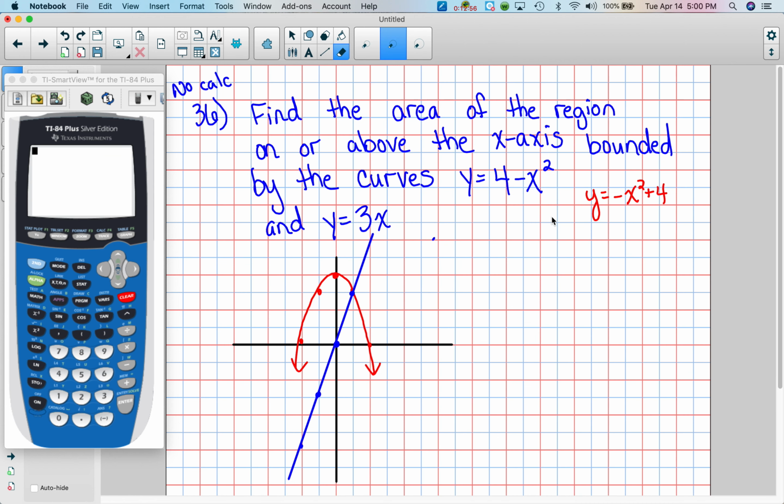Okay, so looking back at what this is asking me to do, once I have my graph: find the area of the region on or above the x-axis bounded by these curves. So I have to think about what region I'm looking for. I need it above the x-axis, but in between the two curves. So it's actually this portion right here, because it has to be above the x-axis.